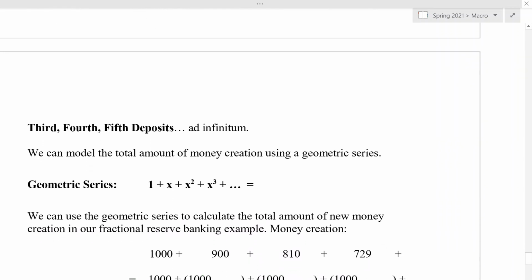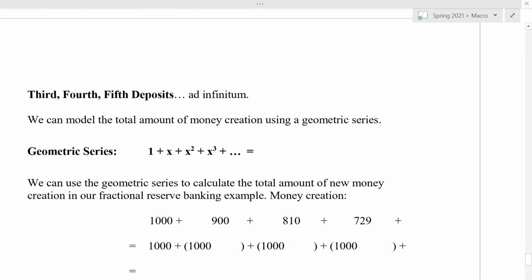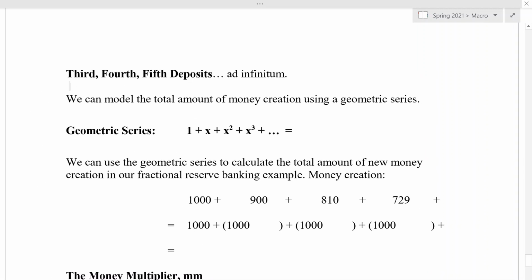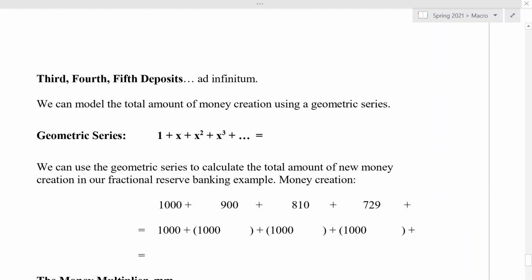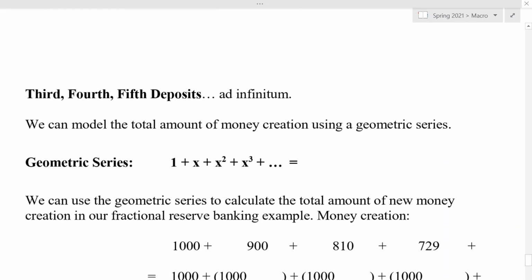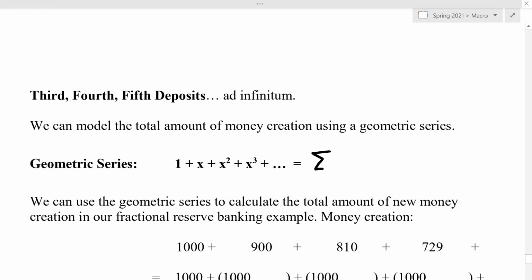So in the end, how much new money is actually being created here? Well, we can calculate that. And to do that, we'll use this mathematical formula called a geometric series. And if you have some sequence of numbers that look like this, which just for kicks, I'll write this out in the summation notation if you're interested.